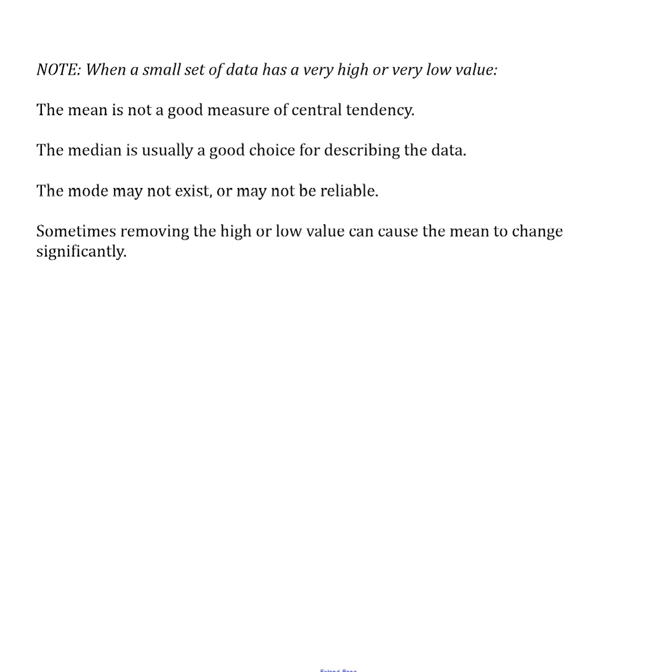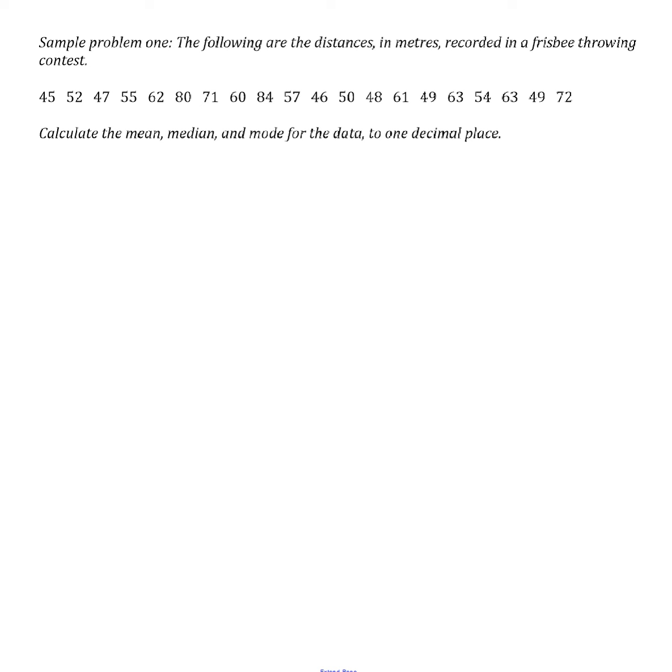So let's say you had these scores. These are all distances in a Frisbee throwing contest. To find the mean, we're just going to add up all the numbers and divide by how many there are. So first thing we should figure out is how many numbers there are. There are 1, 2, 3, 4, 5, 6, 7, 8, 9, 10, 11, 12, 13, 14, 15, 16, 17, 18, 19, 20. There are 20 numbers.